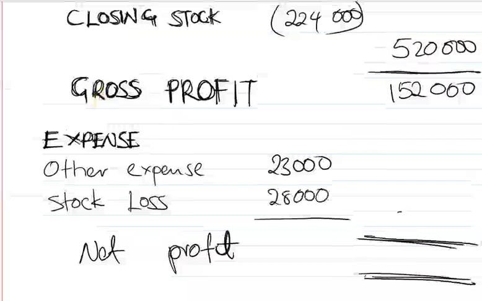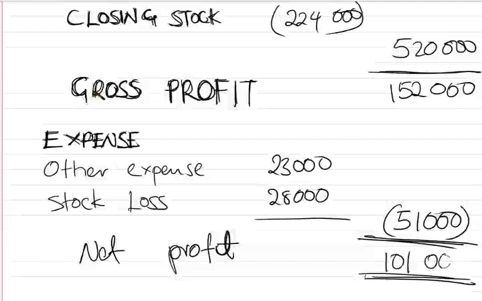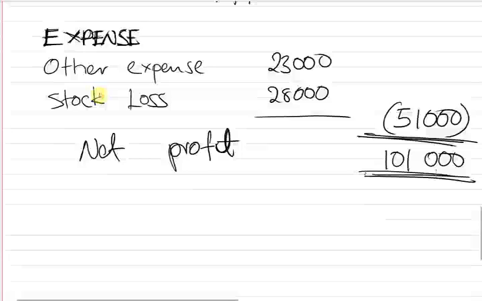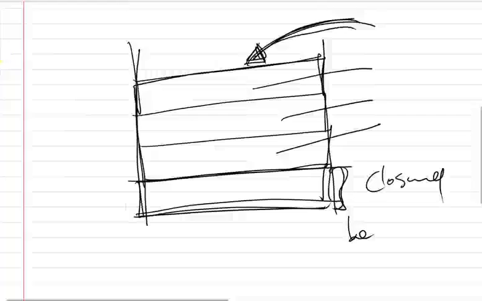When you add that, we should find 15,000 as the total expenses, right? If we subtract from the gross profit, we are finding 101 as our net profit. This is how we are supposed to do the LIFO. So let us look at the advantages and disadvantages.